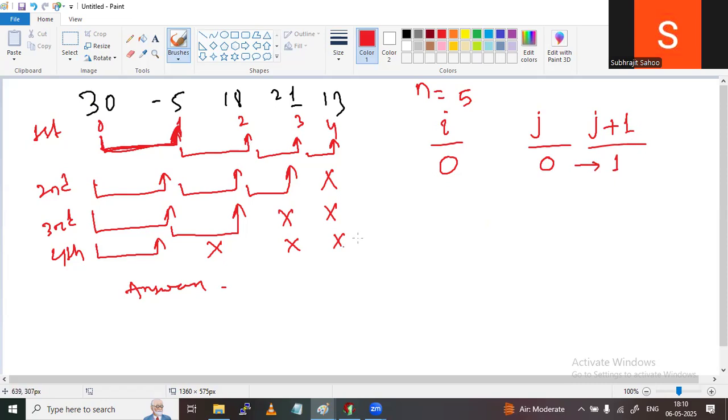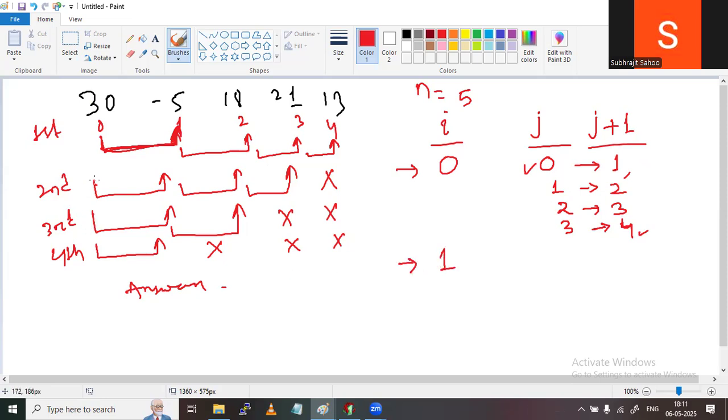Then in the same attempt, first attempt, I checked 1 with 2. That means I checked 1 with 2. In the same attempt, I checked 2 with 3. When j value is 2, j plus 1 is 3. In the same attempt, 3 with 4 I checked. Okay. Starting value is 0, ending value is 4. Right.